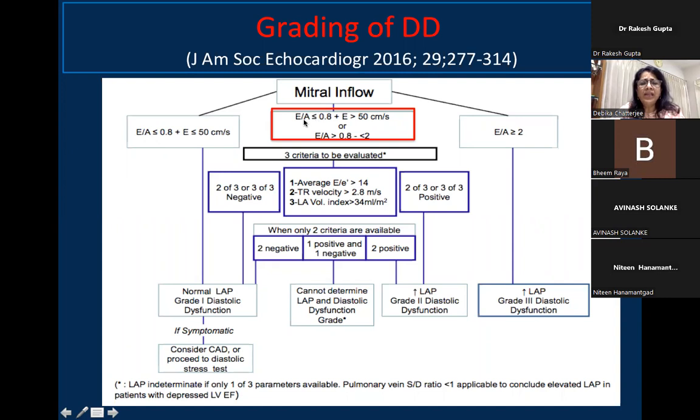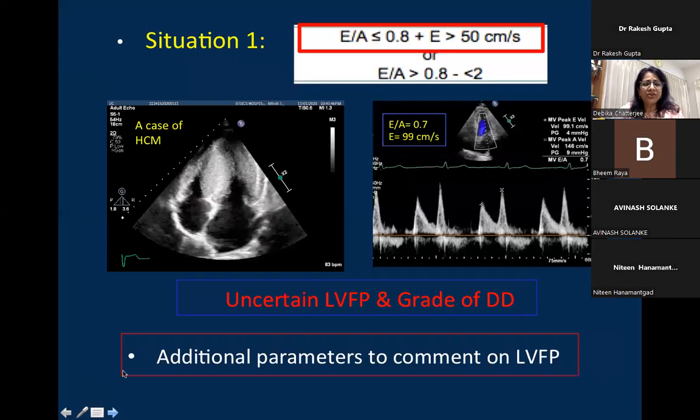Situation 1, E by A less than 0.8 plus E wave more than 50, and or E by A more than 0.8 but less than 2. So let us see how situation 1 looks like. This is situation 1.